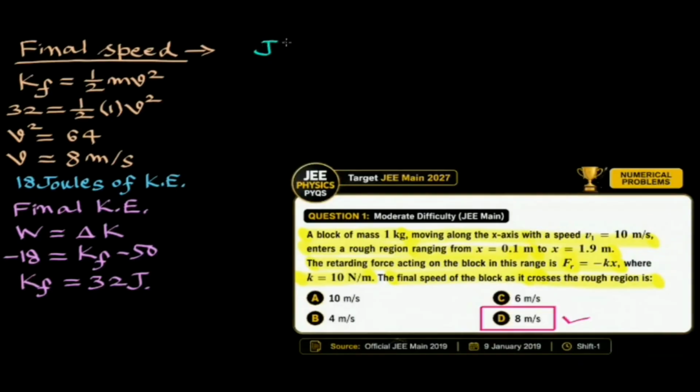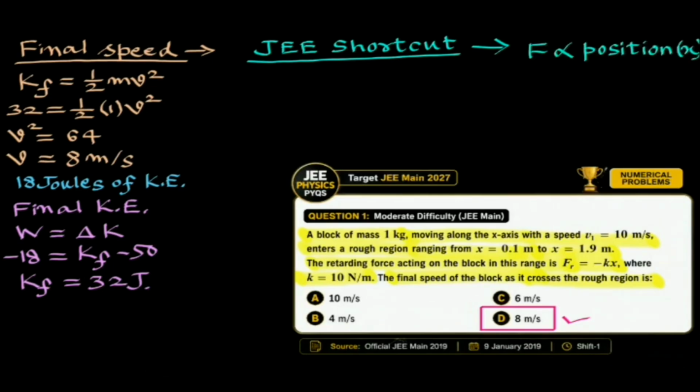Now, JEE shortcut. Here is a quick shortcut for such questions. Whenever the force is given as a function of position, don't think of acceleration. Instead, directly remember W equals integral F dx. Then apply final kinetic energy Kf equals initial kinetic energy Ki plus W. This method is faster, cleaner, and avoids unnecessary calculations.